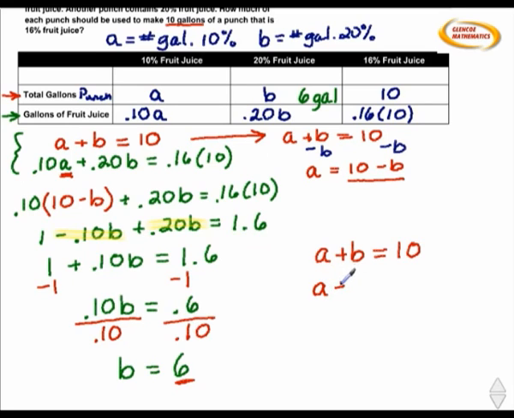So A plus 6 is equal to 10. If we subtract 6 from both sides of our equation, we're going to get A by itself. So A is equal to 4. And A represented our punch that had 10% fruit juice. So we have 4 gallons of punch containing 10% fruit juice.